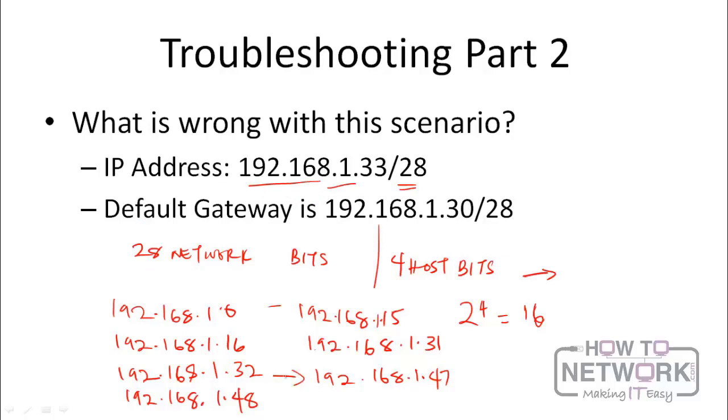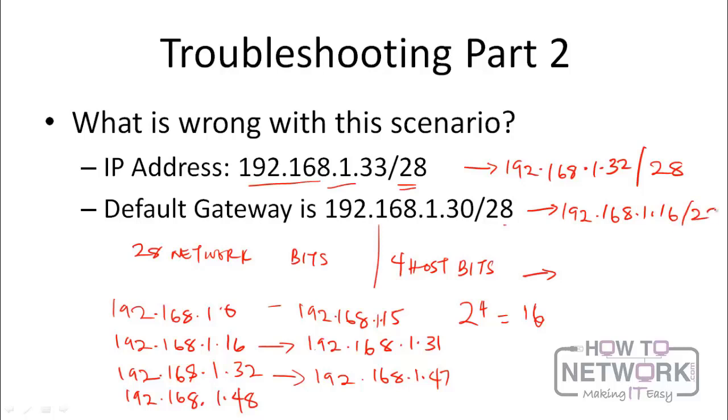So when we look at the IP address, it's in a network between 192.168.1.32 and 192.168.1.47, while the default gateway is in another network between 192.168.1.16 and 192.168.1.31. So if we were to put the network address in, it would be 192.168.1.32/28 as the network address for the host, and 192.168.1.16/28 as the network address for the gateway. This means that they are totally different networks.